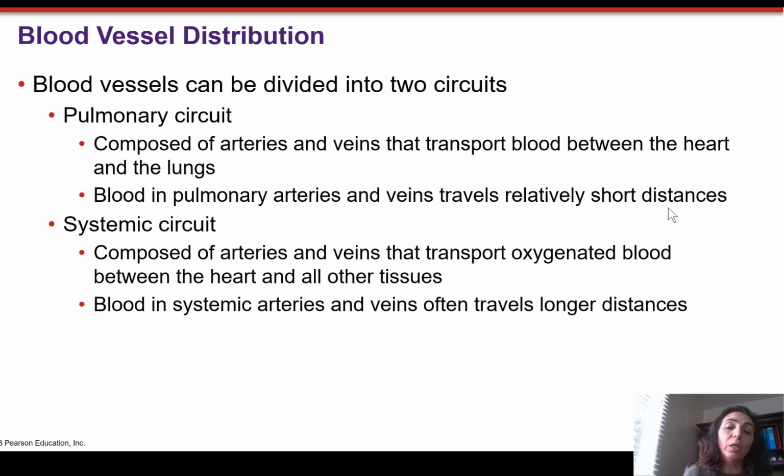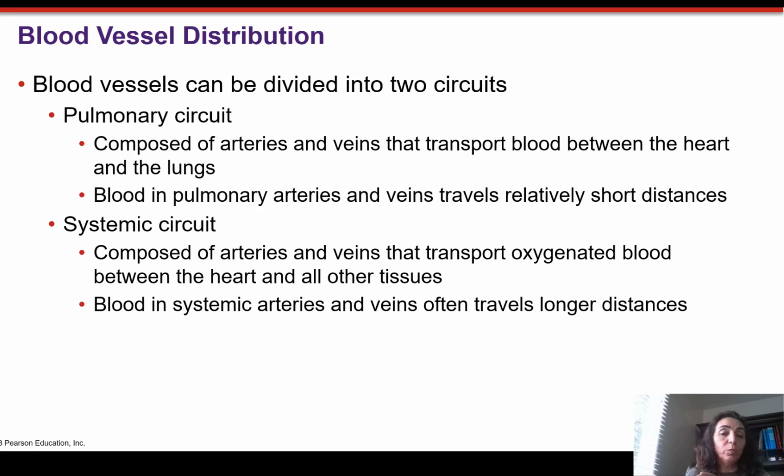So generally, it is a low pressure circuit. On the other hand, the systemic circuit is composed of arteries and veins that transport oxygenated blood between the heart and all other tissues. Because you remember in the pulmonary circuit, the deoxygenated, or better to say less oxygenated blood from the right ventricle goes through the pulmonary trunk, then goes to both lungs, and then oxygenation is done between the alveoli and the capillaries around them.